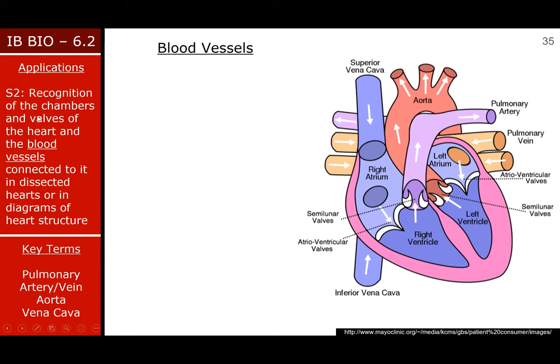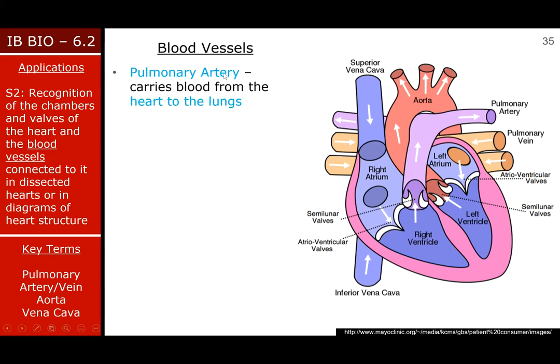So we're in skill two, technically, recognition of the chambers and the valves of the heart and the blood vessels connected to it in dissected hearts or diagrams of a heart structure. Now, in a perfect world, we would be dissecting calf hearts or cow hearts. But one, it's expensive. Two, it's grody. Three, it smells bad. Four, I'm not there. So we're not going to do that. I'm hoping maybe later in the year we can do some actual dissection labs. I want to get a hold of that software I had last spring, the body software. That was really cool. So let's focus on blood vessels, shall we?